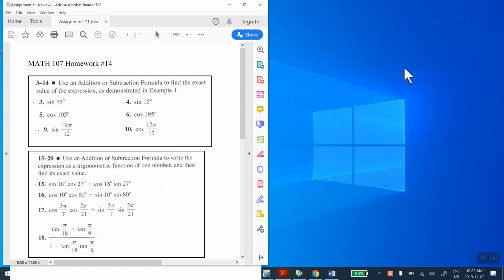Okay, this is the second video segment for homework number 14, so I'm going to be doing problems 15 through 20. These are the opposite of what's appearing in the first block. Basically, you have to look at these things and recognize which one of the formulas you have to use in order to get the corresponding answer.